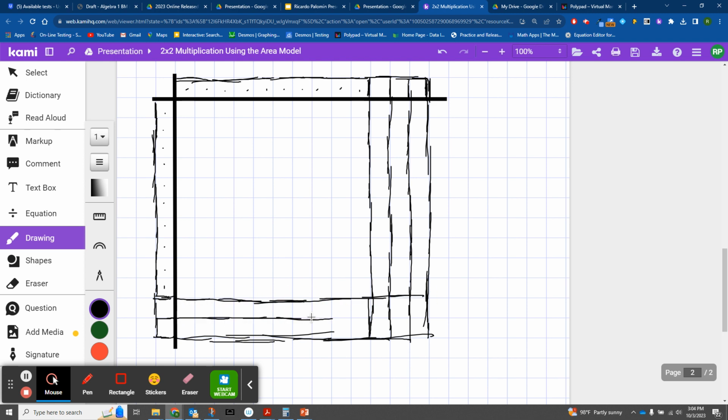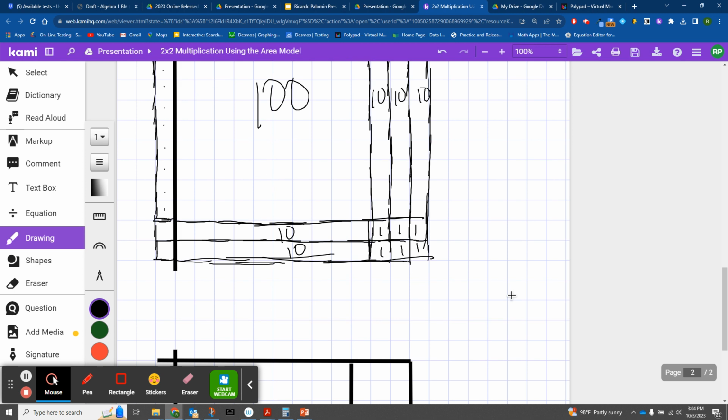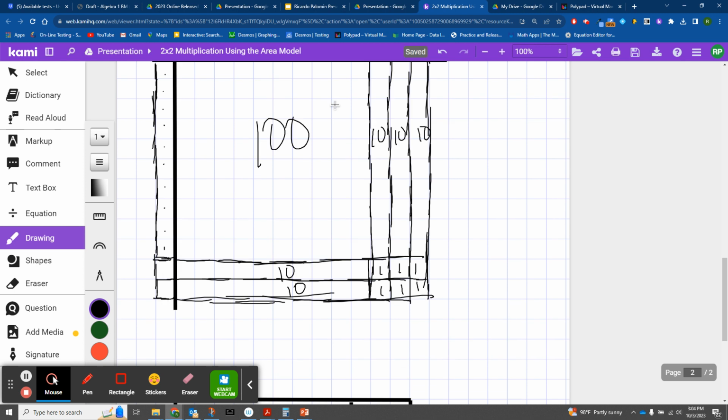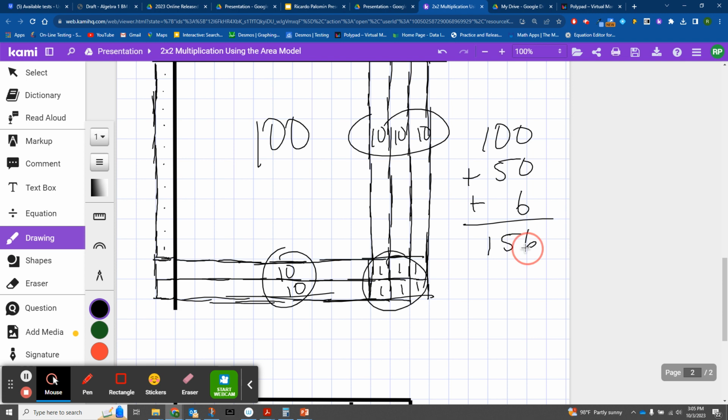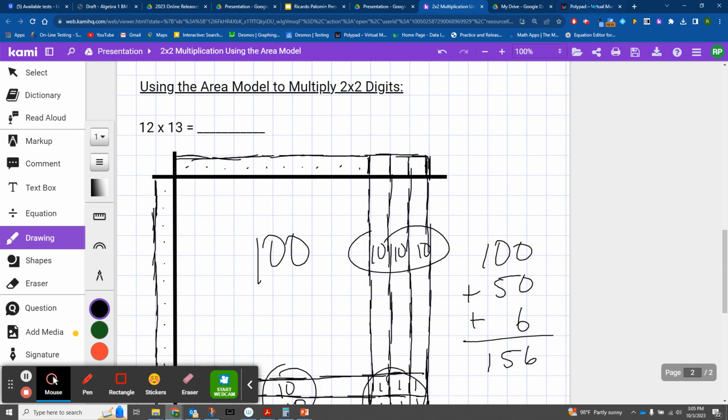This is important because later on, our students are going to get this as a test question. And if they're exposed to the pictorial model, they have a better chance of getting the correct answer on the state test. So here I have it again. 100 plus my 5 tens, which is 50, plus my 6 ones, which is 6. So I'm getting 156.